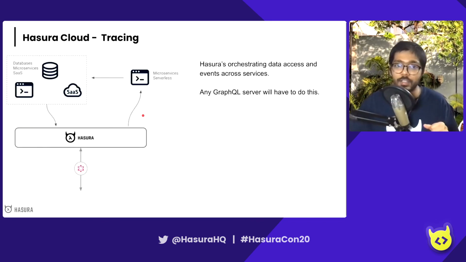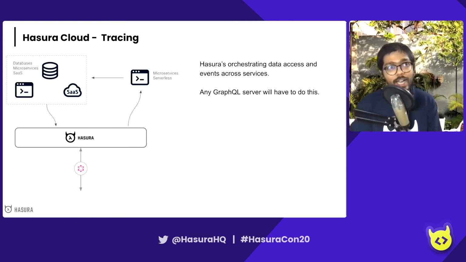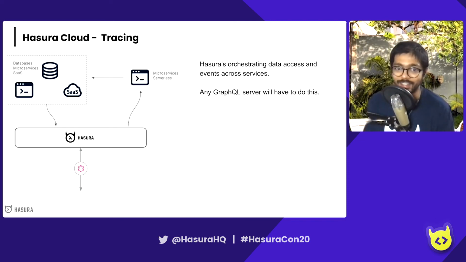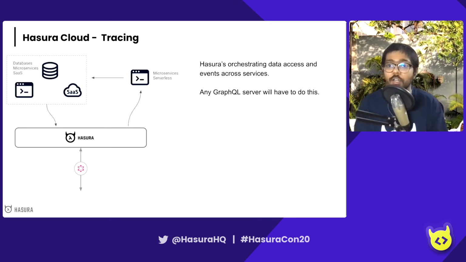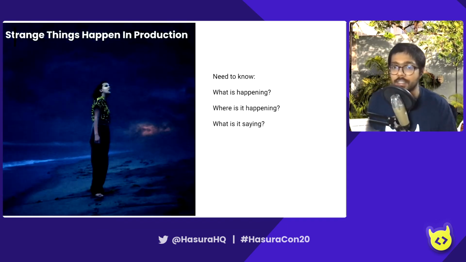Next, I would like to talk a little bit about tracing. Hasura and any GraphQL server that you have, whether it's Hasura or not, is probably going to be talking to several other services. For example, you might be talking to a database, to microservices, to a SaaS service, or to an event system. Hasura does that as well. Hasura is like a data access and event access orchestration mechanism across your different services. And when you go into production with a microservices setup, inevitably strange things are going to happen, right?